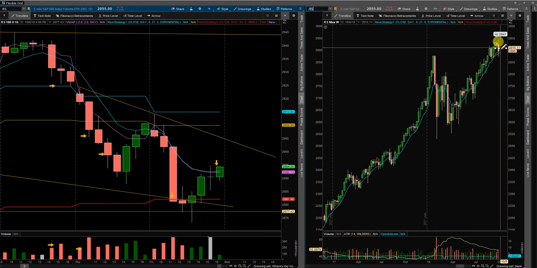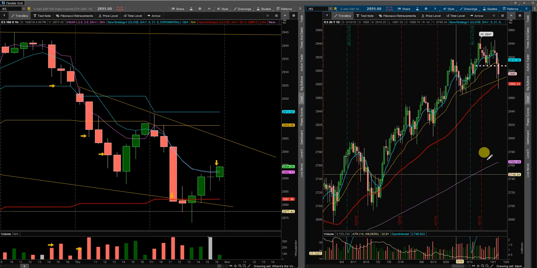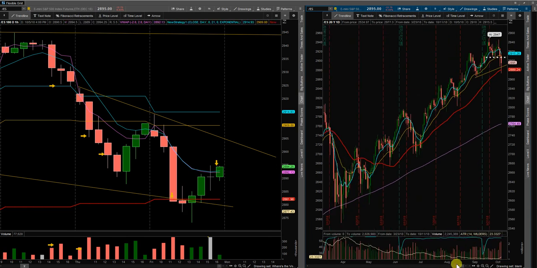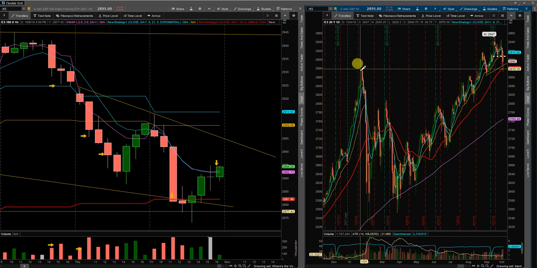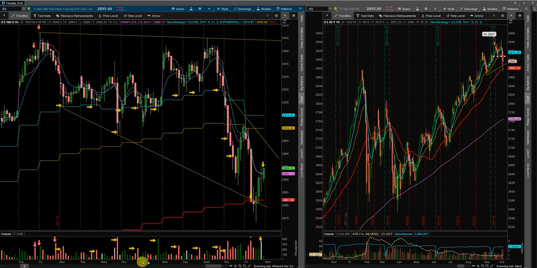Weekly was again another outside week here on the E-mini futures. Daily time frame, a huge amount of volume, and again at the 50 period simple moving average and prior all-time high. So you have participation at an extremely significant level in an uptrend.